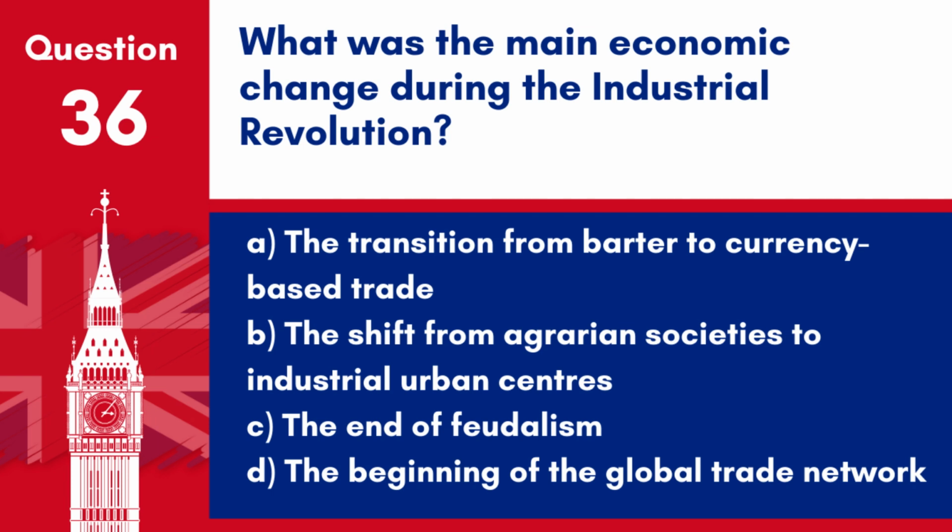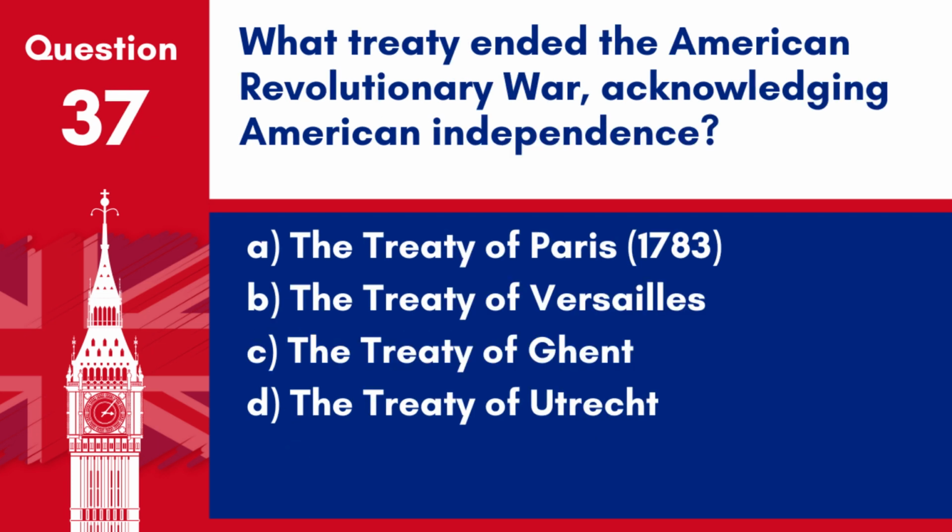Answer: B. The shift from agrarian societies to industrial urban centers. The Industrial Revolution marked a major turning point in history with the shift towards industrialization. Question 37. What treaty ended the American Revolutionary War, acknowledging American independence?